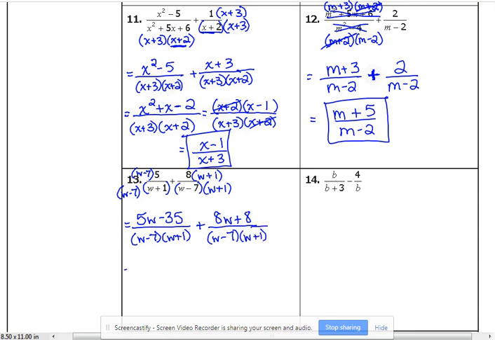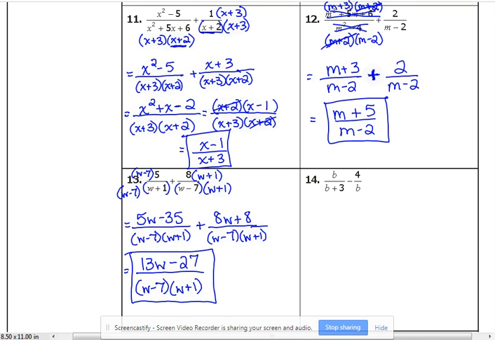All right, so they have the same denominators. Combine their numerators. 5w plus 8w, 13w, negative 35 plus 8, negative 27. Can we factor anything out of that numerator? No. 13 is prime, and it is not a factor of 27, so we are finished. We finally ran into one that did not simplify after we added them.